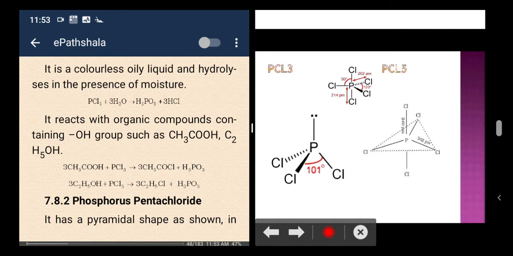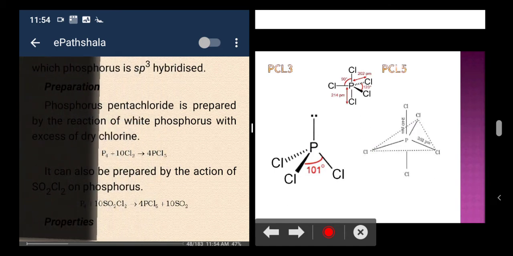What will happen in the reaction with ethanoic acid? It will form CH3COCl, and phosphorous acid will be produced. And ethanol, when it reacts with PCl3, that is phosphorus trichloride, will form ethyl chloride and phosphorous acid.